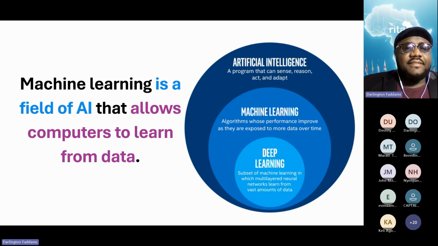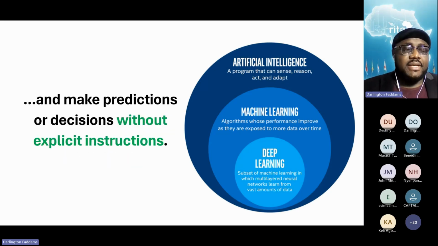Machine learning is a field of AI that allows computers to learn from data. And so when it comes to learning from data, we call it ML.